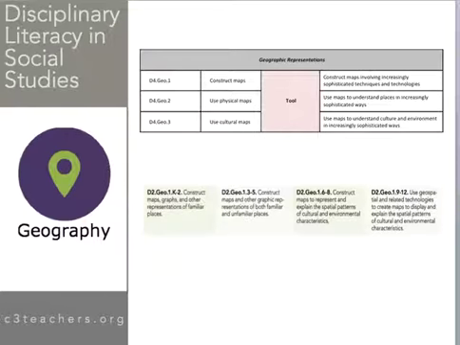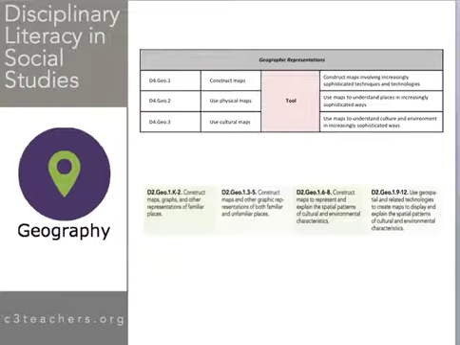So what we're going to do now is look at the sections of the C3 framework in Dimension 2, the geography strand. This is the section on geographic representation that focuses on tools in the field. This section includes 3 indicators. Each indicator describes related tools or skills that are central to geography. You might think of these 3 indicators as mapping skills.